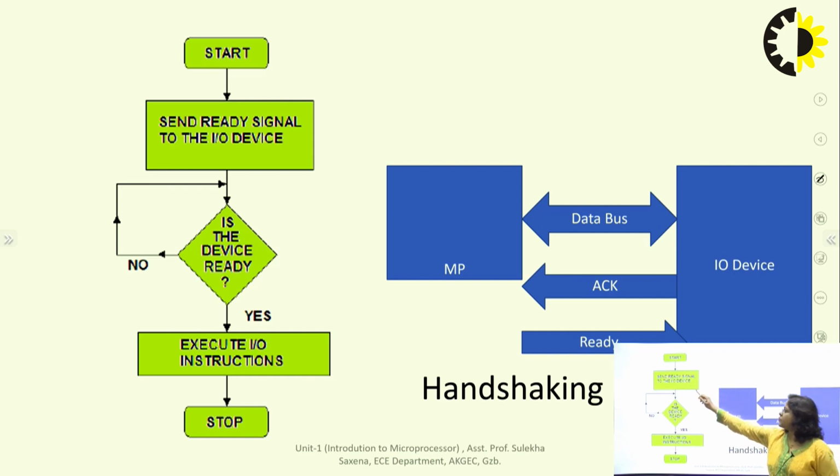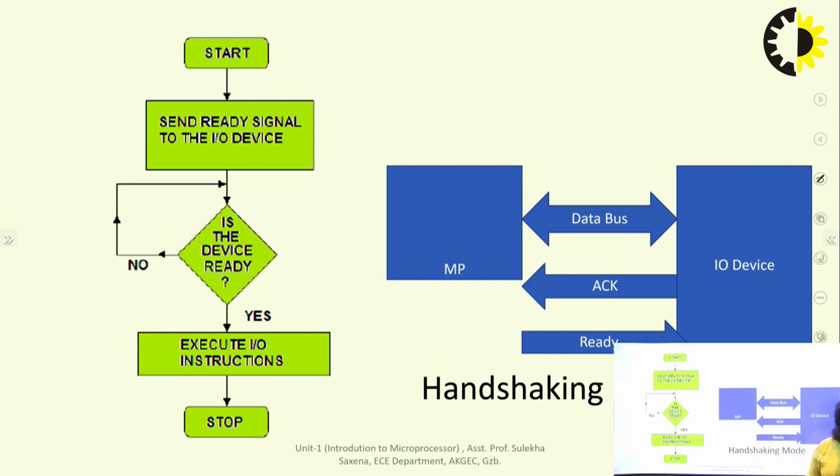So, once the microprocessor requests for data, IO device will start to read the data. Once the data is ready, an acknowledgement signal is given to microprocessor.